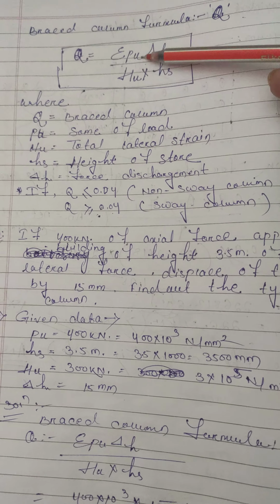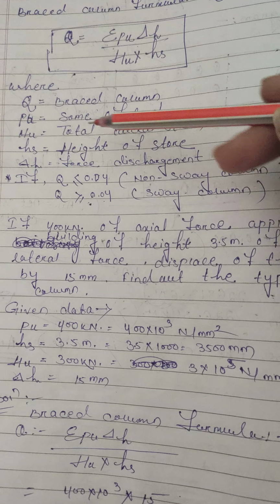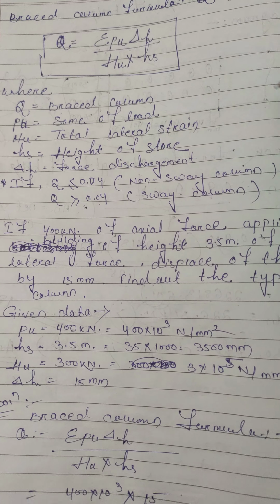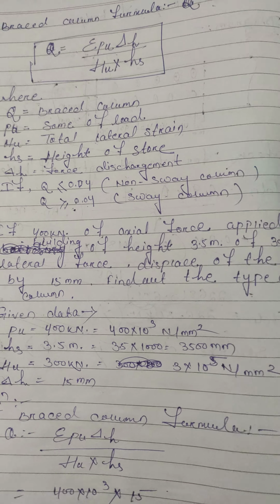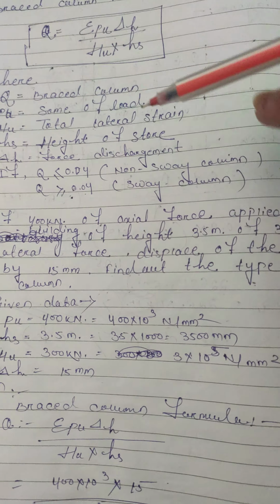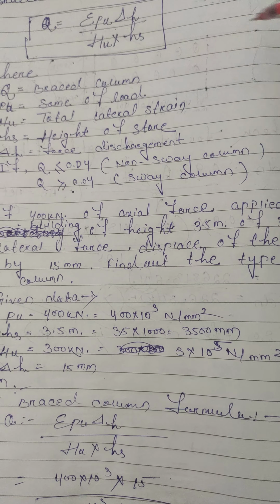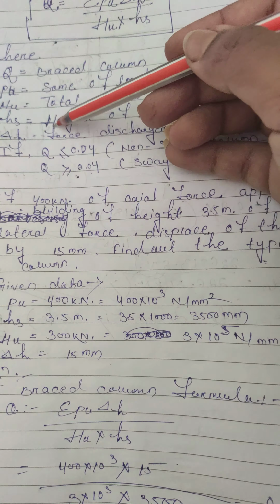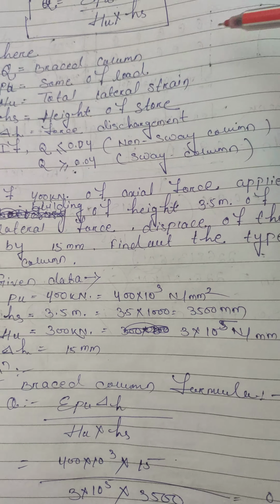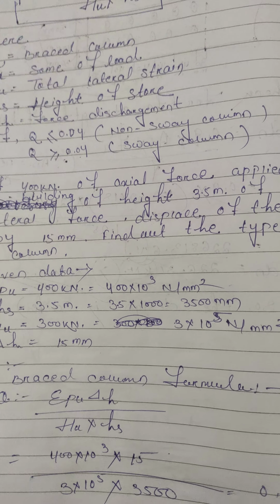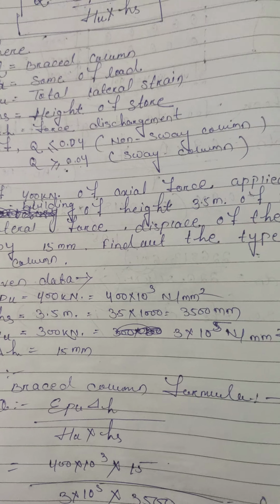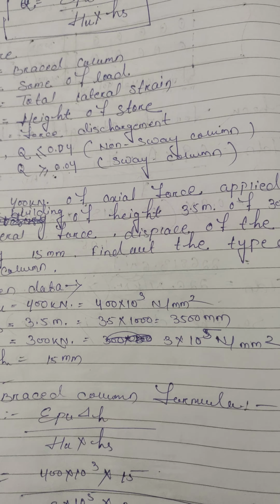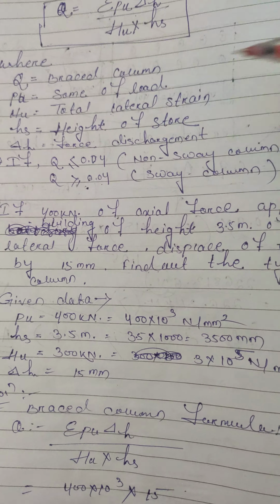Here Q is the stability index, and PU is the sum of loads on the column section. H is the total lateral strain of the column section. Small hs is the height of the storey in the column section, and del H is the force displacement, the total applied force displacement.